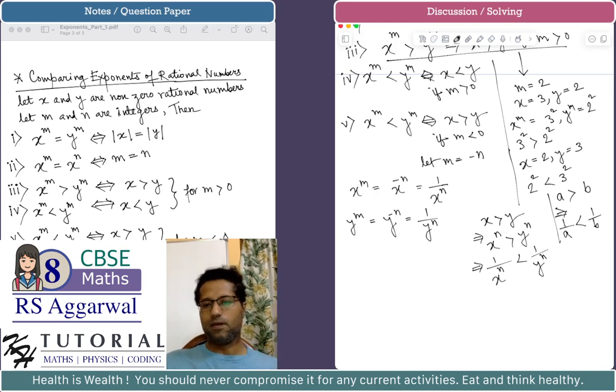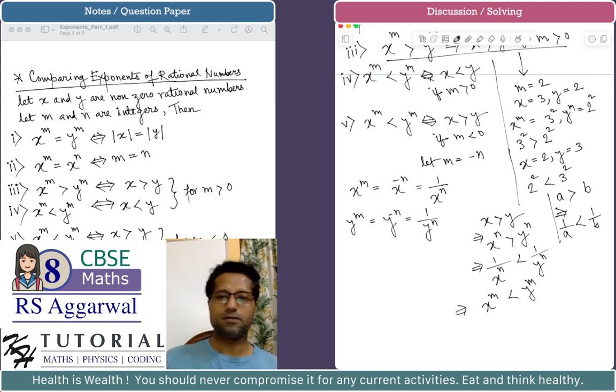So we have x to the power n greater than y to the power n. So this will imply 1 by x to the power n will be less than 1 by y to the power n. So what is 1 by x to the power n? That is nothing but x to the power m. And what is 1 by y to the power n? It is y to the power m. Hence we get this result.